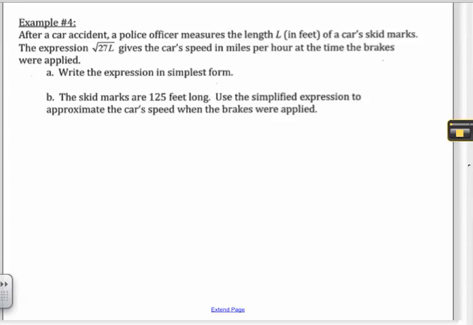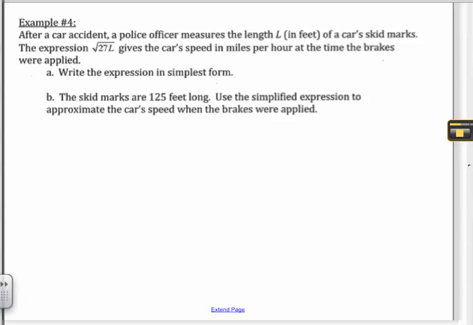It says, after a car accident, a police officer measures the length, L, in feet, of a car's skid marks. The expression, the square root of 27 times L, or 27L, gives the car's speed in miles per hour at the time the brakes were applied. Now it says write the expression in simplest form.